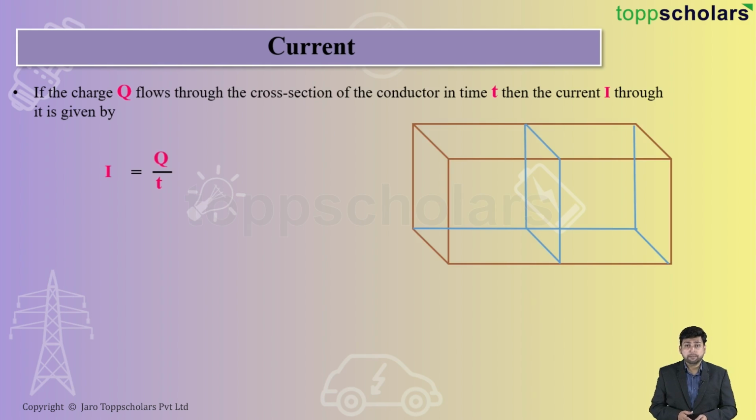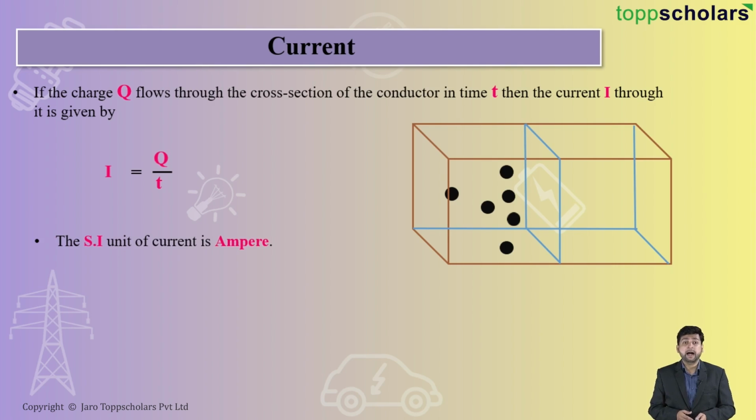For example, if I am considering a conductor and these are your charges flowing from one point to another point, can you see the charge flow in a certain time? So, that flow of charge per unit time is defined as current. The SI unit of current is ampere, and an electric current is always a scalar quantity. So, current is a scalar quantity.